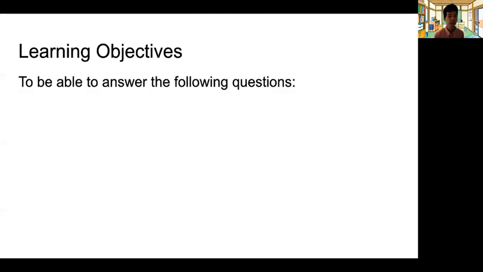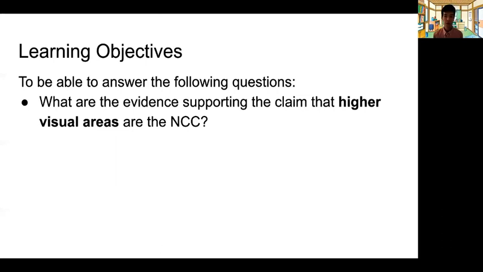So in terms of the learning objectives specifically, you are supposed to be able to answer the question of what the evidence is supporting the claim that higher visual areas are the NCC. And for this matter, The Quest for Consciousness chapters 7 and 8 are the recommended readings.